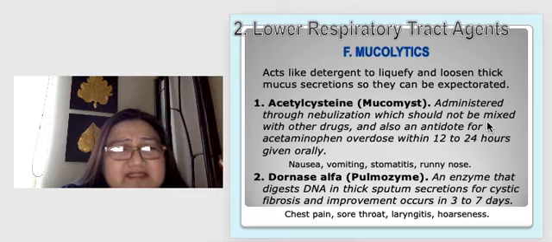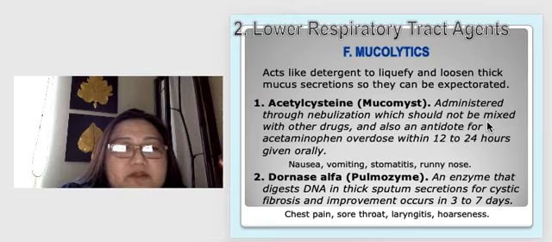Ang acetylcysteine ay may rotten egg odor. It's normal just because of the release of hydrogen sulfide. Also, ang acetylcysteine, it's an antidote for an acetaminophen overdose within 12 to 24 hours, given orally. Ang kanyang adverse effects, nausea, vomiting, stomatitis, and runny nose.